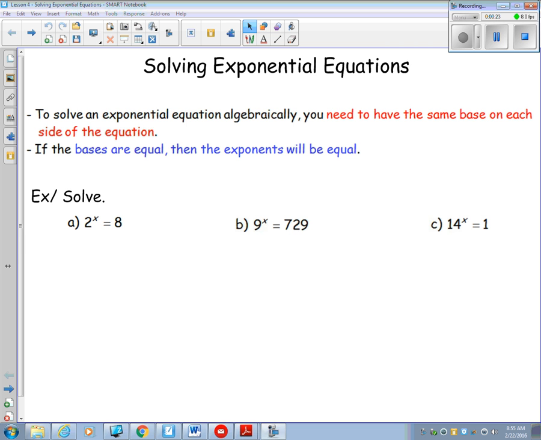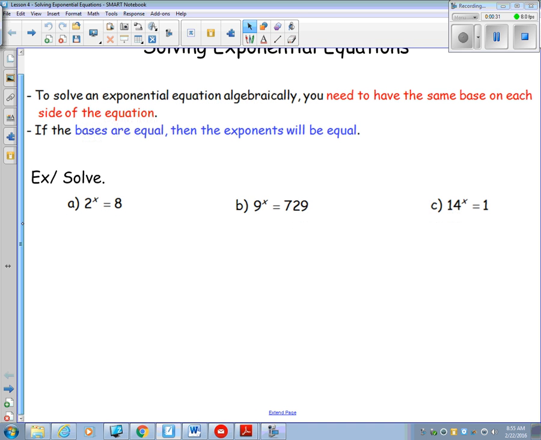If you can make both sides have the same base, then that means the exponents have to be the same, which means we can solve it. So our objective here is to make things into the same base. For example, we'll take a look at the first one here. I want to solve this. I have an exponential equation. I have an unknown exponent.